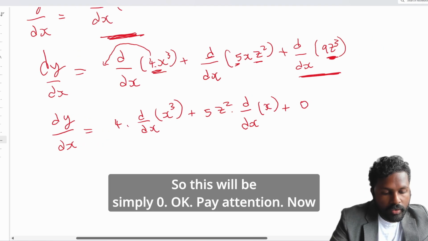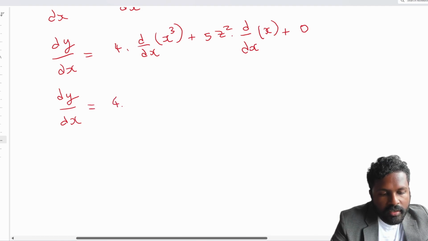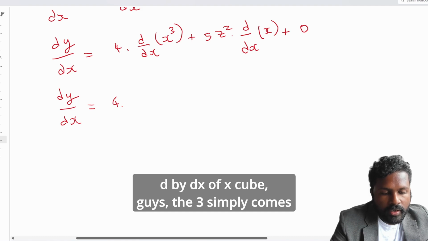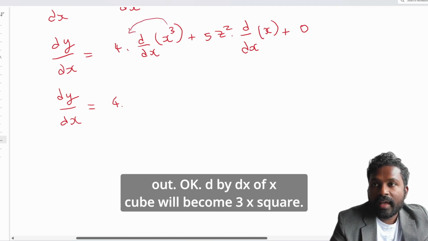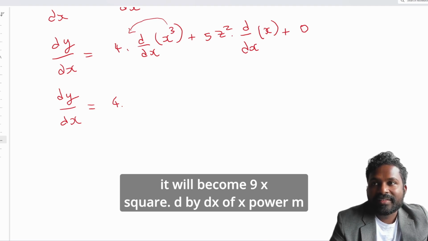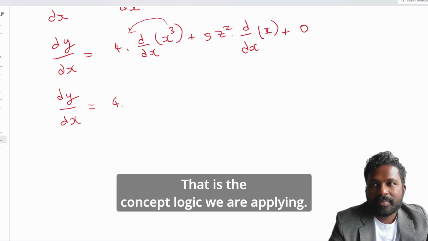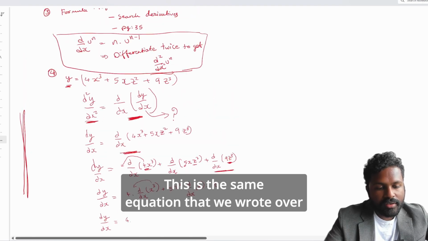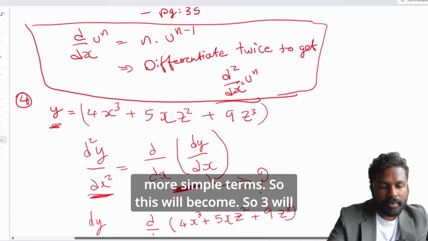Okay. Pay attention. Now dy by dx is equal to 4 into, when you differentiate d by dx of x cube, guys, the 3 simply comes out. Okay, d by dx of x cube will become 3x square. The same thing is for d by dx of x power 9, it will become 9x power 8. d by dx of x power m will become m into x power m minus 1. Okay, that is the concept logic we're applying. This is the same equation that we wrote over here. It's not different. I'm just talking in more simple terms.